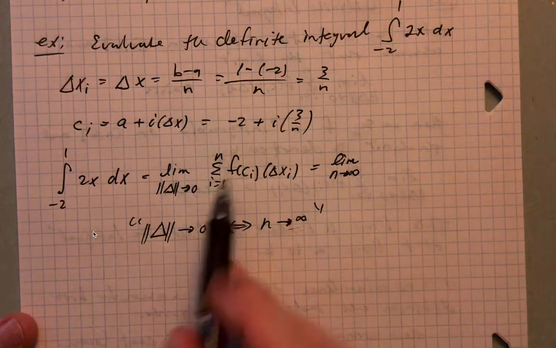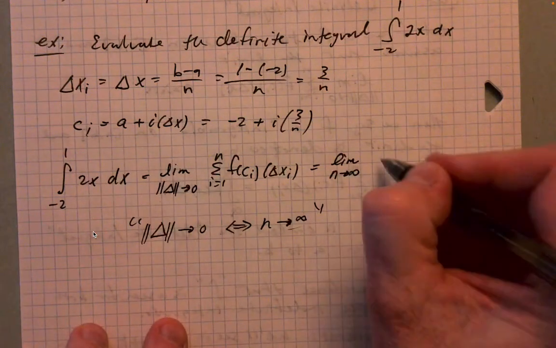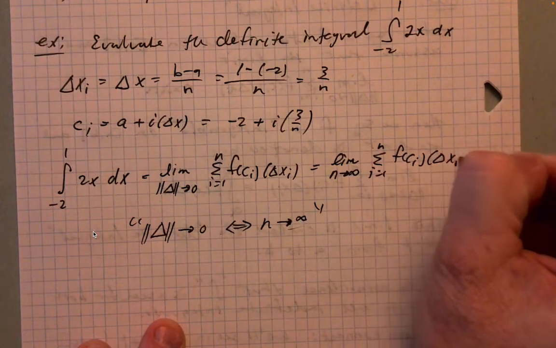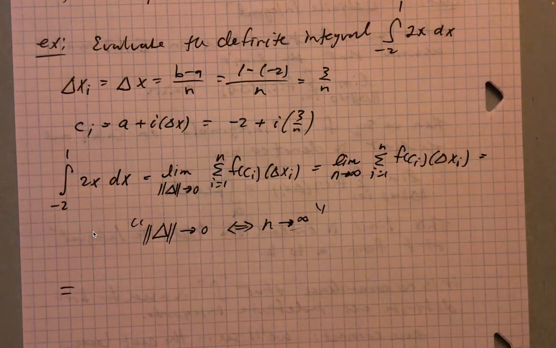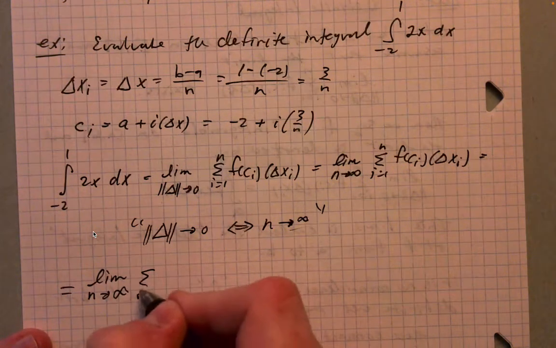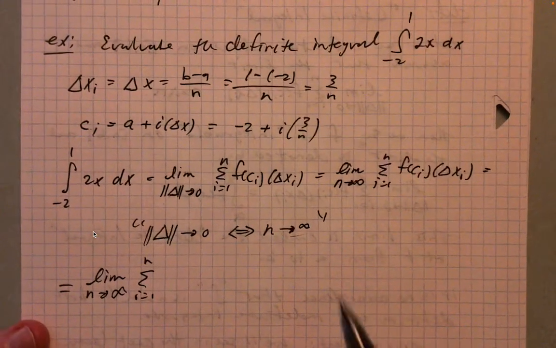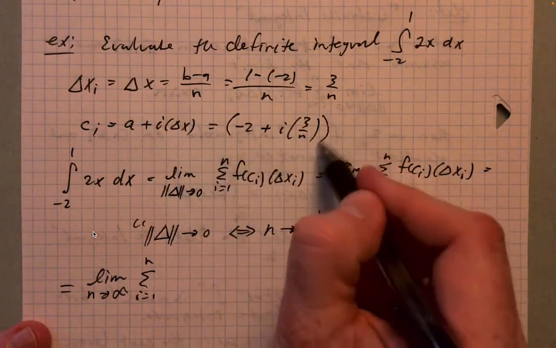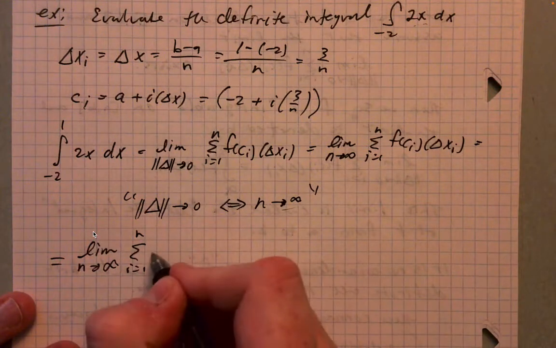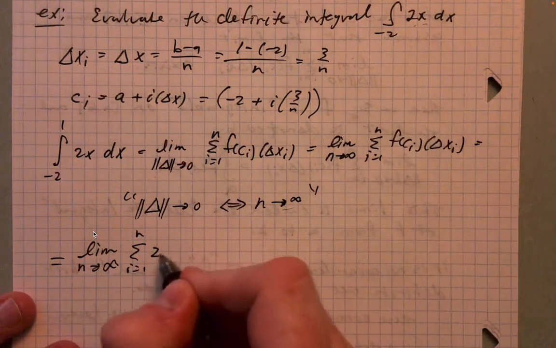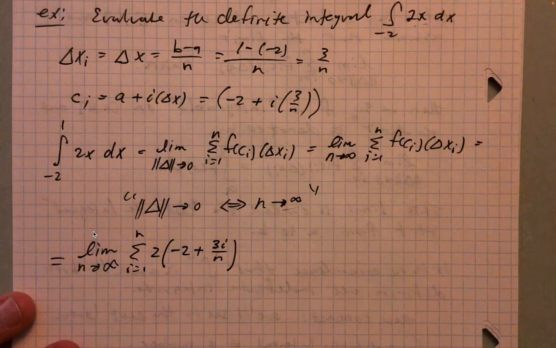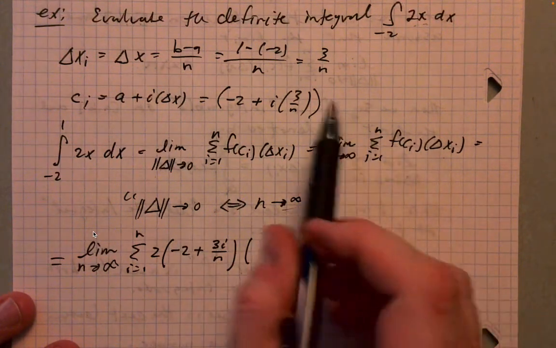So basically this gets rewritten as the limit as n goes to infinity of the sum i equals 1 to n of f of ci delta xi. Okay, and then let's plug in our values. The limit as n goes to infinity of the sum i equals 1 to n. Now f of ci, so here's your ci right up here. So f of ci will just be 2 times whatever ci happens to be. So it'll be 2 times, and then it's -2 plus 3i over n, and then times your delta xi, which is 3 over n.